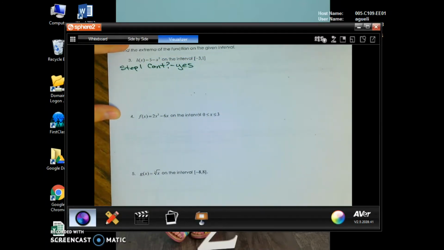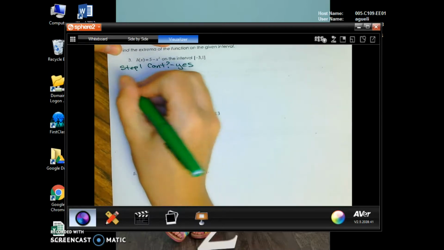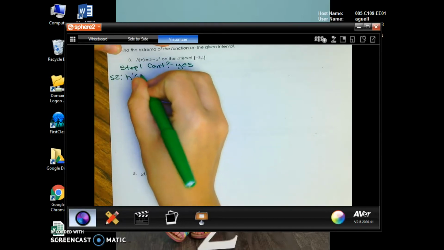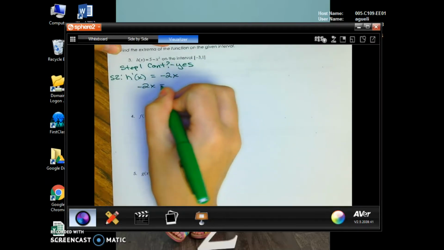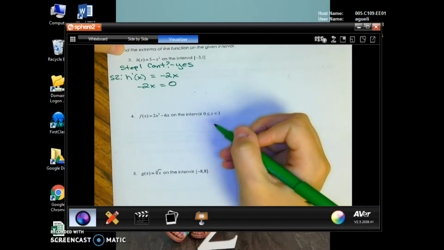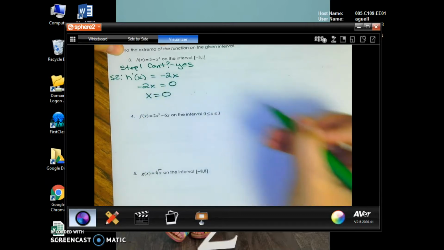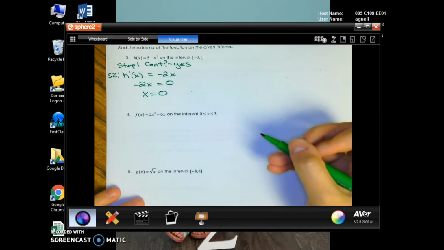Okay. And next, I want to take the derivative and then set the derivative equal to 0. Here it's called h, so we'll say h prime. This is step 2. h prime of x is going to be negative 2x. And then I just set negative 2x equal to 0. That will exist everywhere, so I don't need to worry about that. I just need to set it equal to 0. And when I set that equal to 0, I just get x equals 0. And so that would be my critical value. So 0 is the critical value or the critical number.